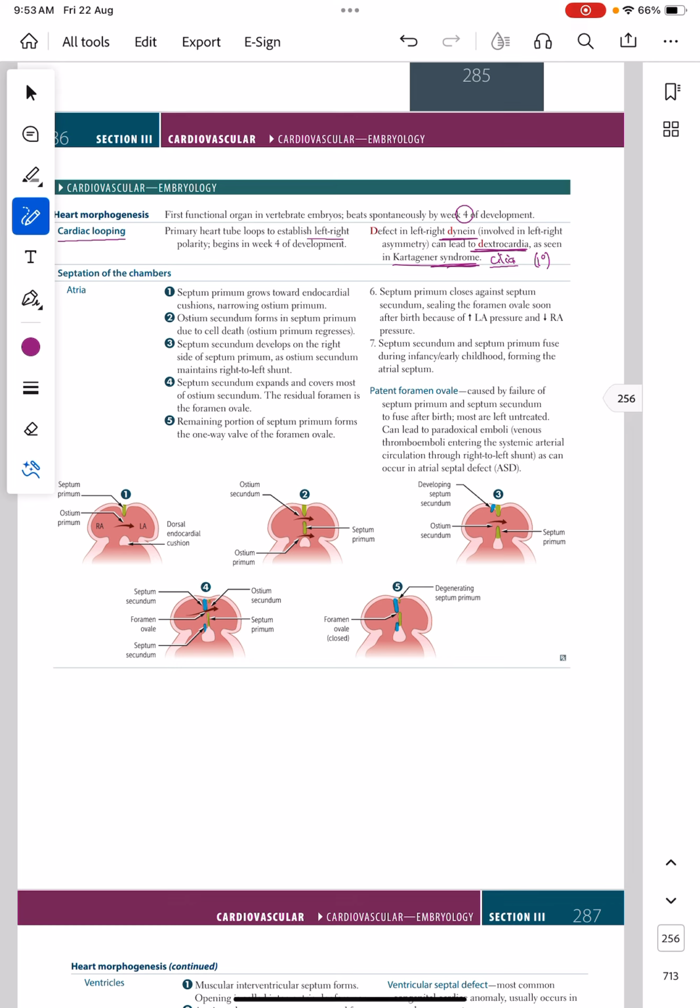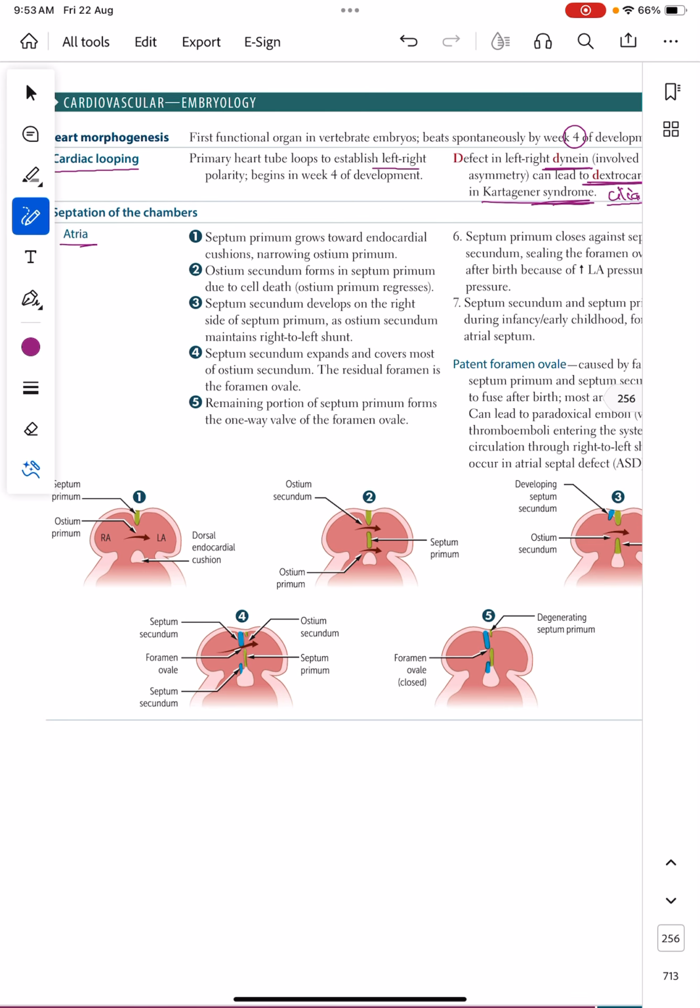Now the first chamber is the atria. How the atria develops is, the first step is the septum primum develops. Look at this diagram. This is the septum primum. It means the initial septum, and it grows downwards towards the endocardial cushions. These are the endocardial cushions, and there is a space in between. This space is called the ostium primum.